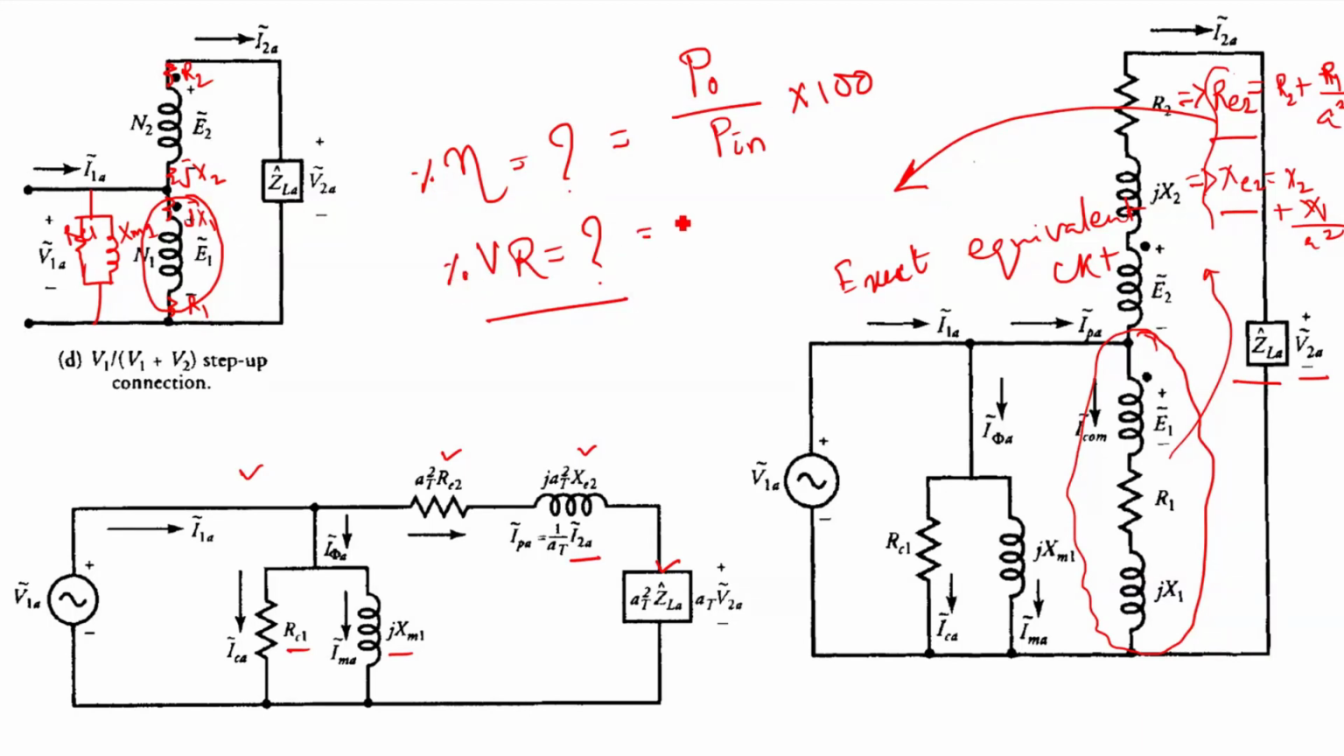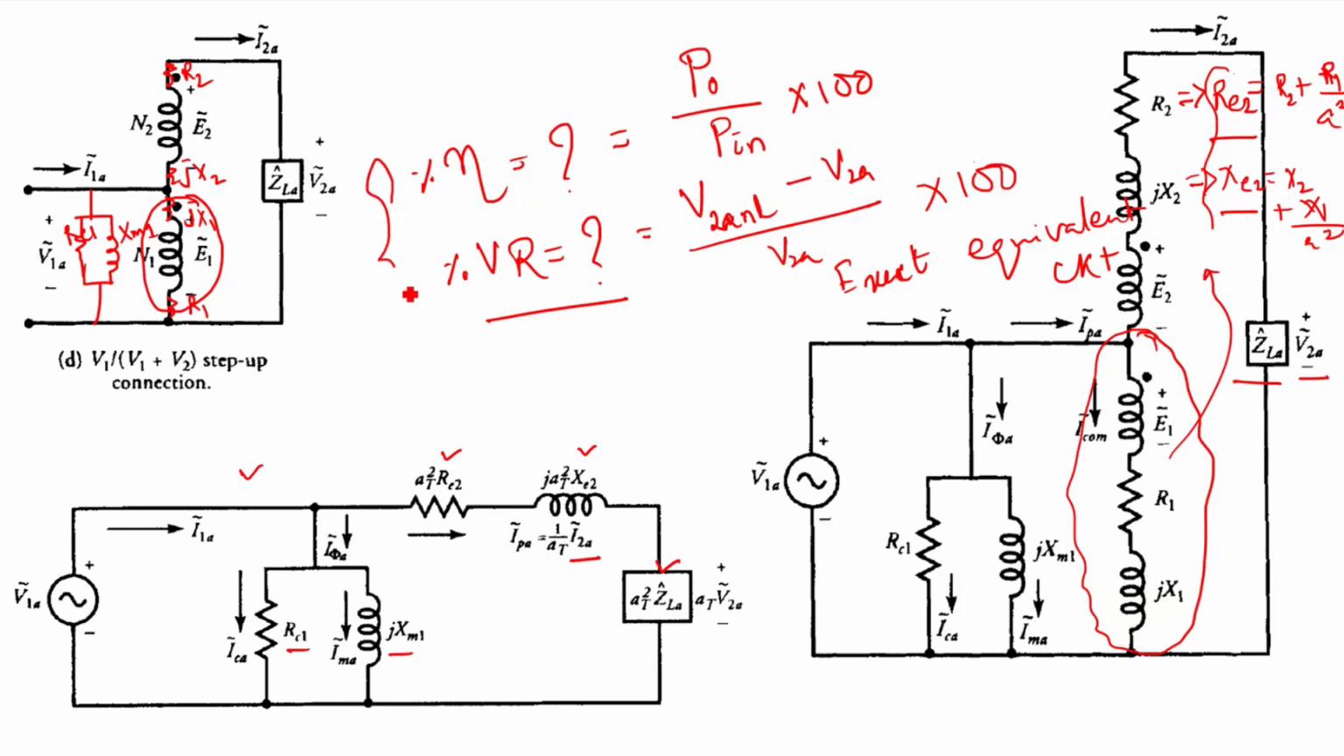So percentage voltage regulation is nothing but V2A no load minus V2A, divided by V2A, into 100. This will give me the percentage voltage regulation, right? So by using these two formulas, we can find the performance of the autotransformer.